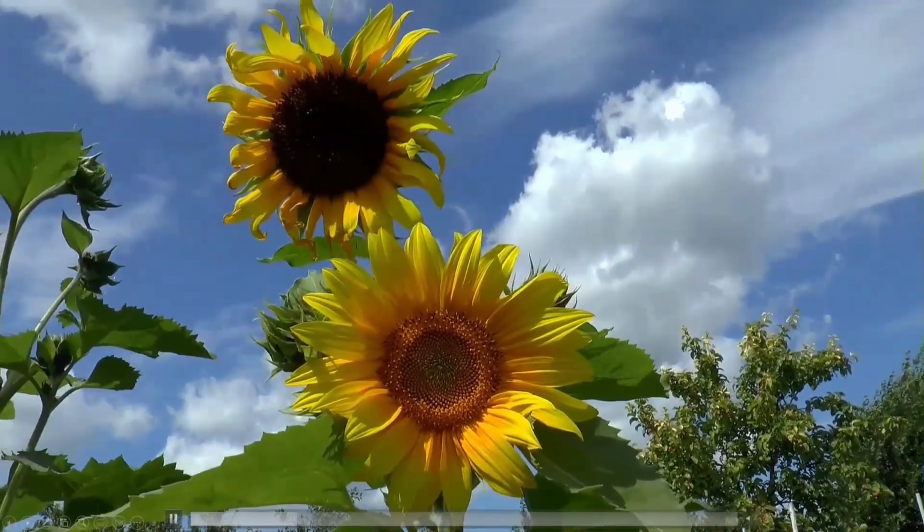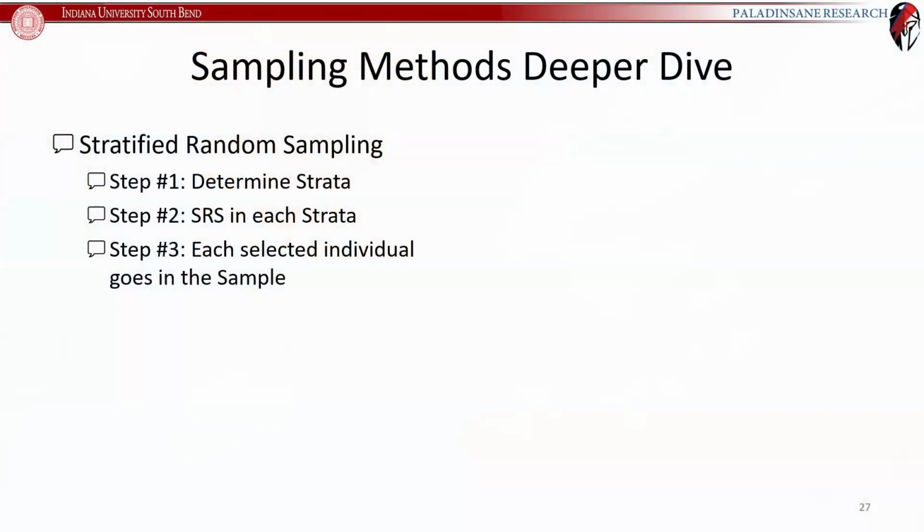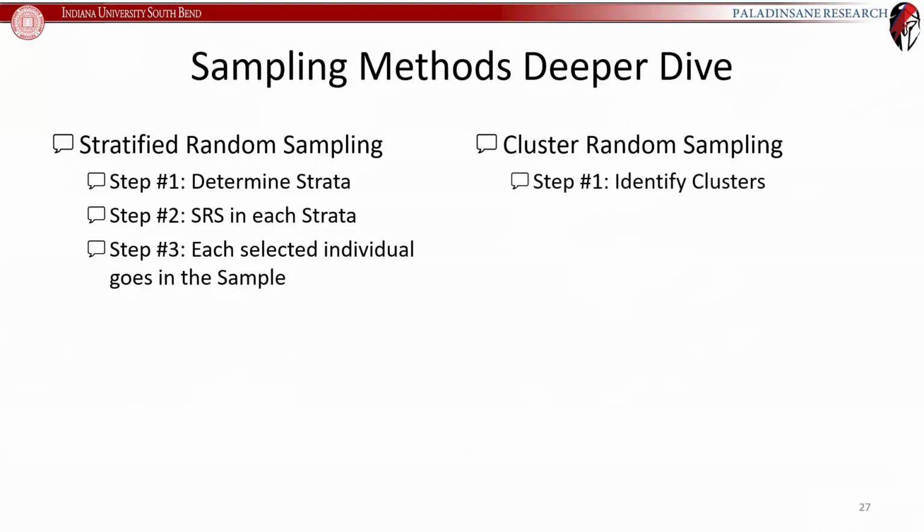Okay, so that was stratified random sampling. The next technique that we're going to take a look at is called cluster random sampling. And this one is also a multiple step technique. The first thing that you do is you identify clusters. So in stratified random sampling, you determine your strata. In cluster random sampling, you identify clusters. And what a cluster is, it's a group of individuals in the population that are located near each other. So they're just clustered together, right?